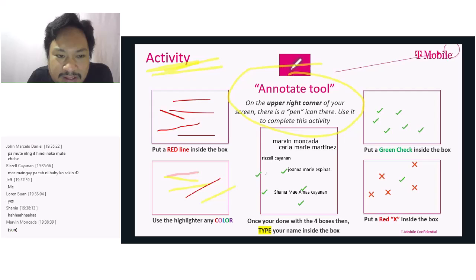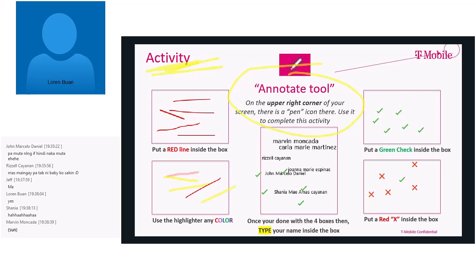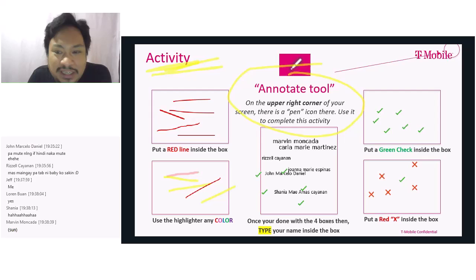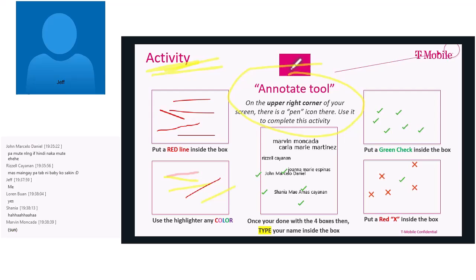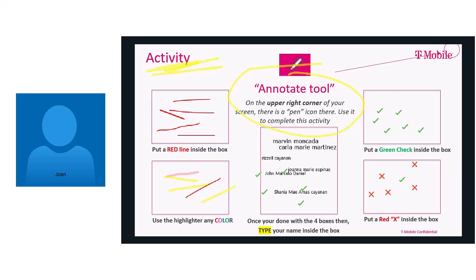Hindi na bagay yun. Disconnect and reconnect ako, boss. Sige lang, disconnect and reconnect. Mabilis lang naman yun. Ginawa ko na, boss, eh. Ah, ginawa mo na. Ganun pa rin. Jeff, patingin nga. Kaya nga, hindi ko alam kung ano yung stuck na sinasabi ni Lauren, kasi during that time, nag-disconnect ako.